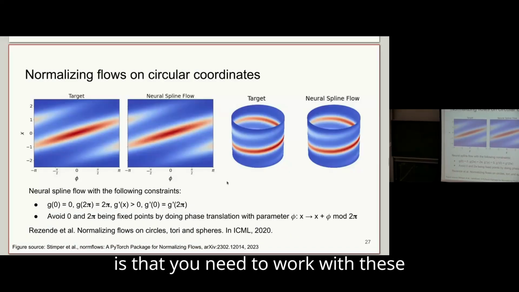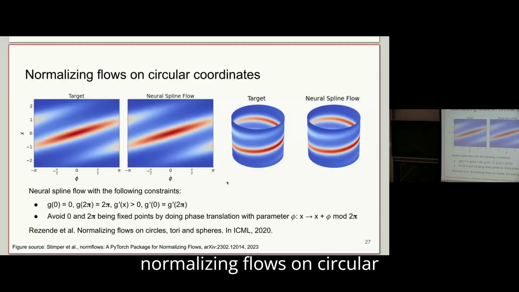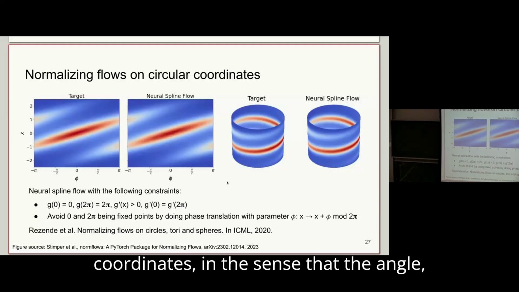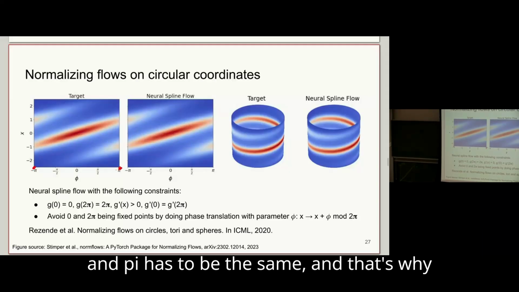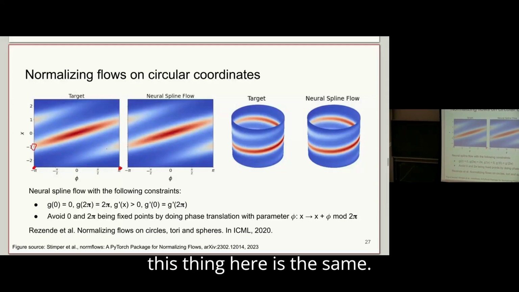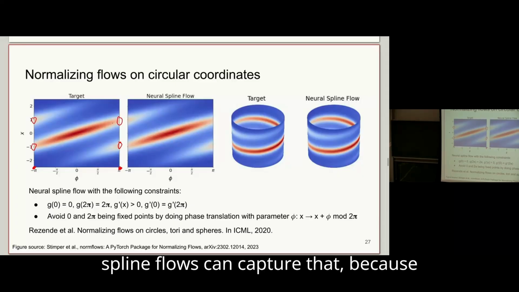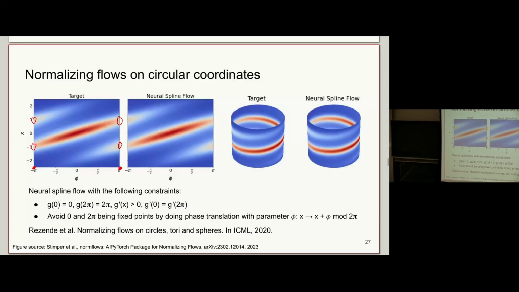And the only thing is that you need to work with these normalizing flows on circular coordinates, in the sense that for the angle, for example, the density in my model at minus pi and pi has to be the same. Okay. You need to capture this, and the good news is that these neural spline flows can capture that.